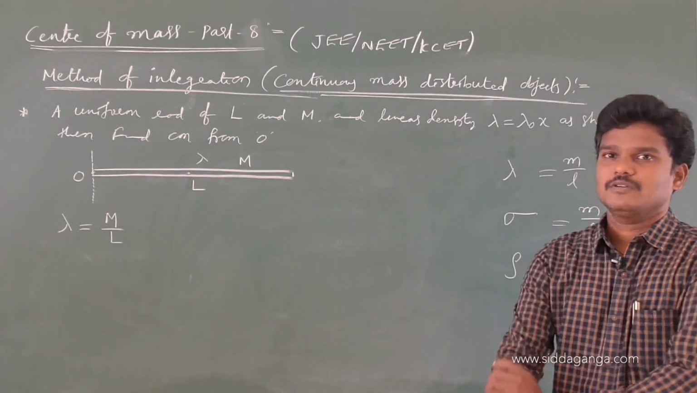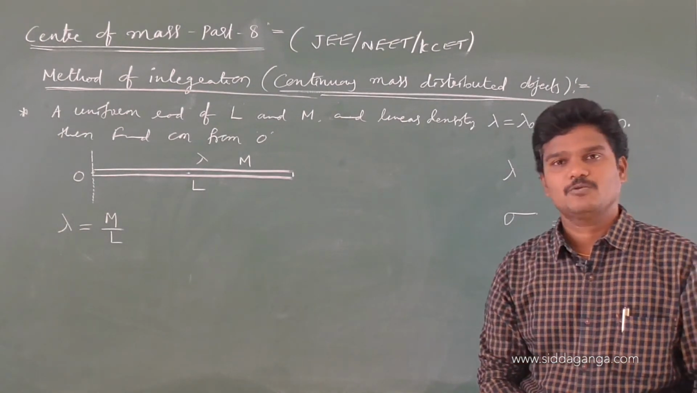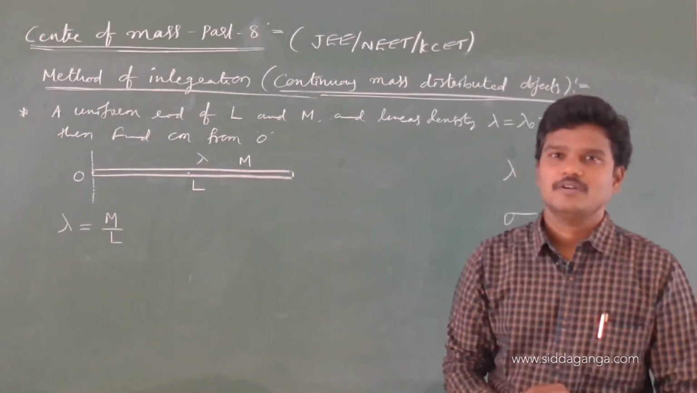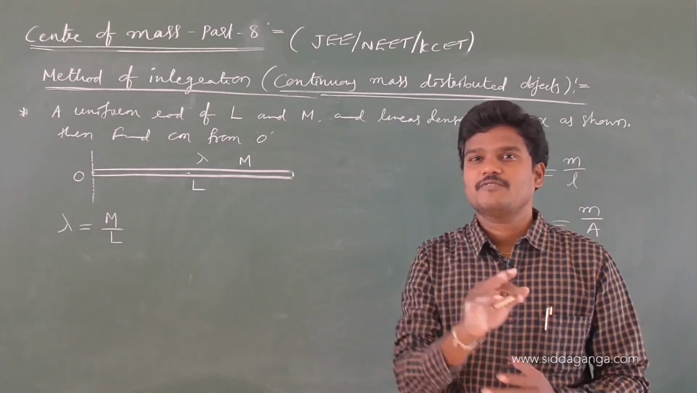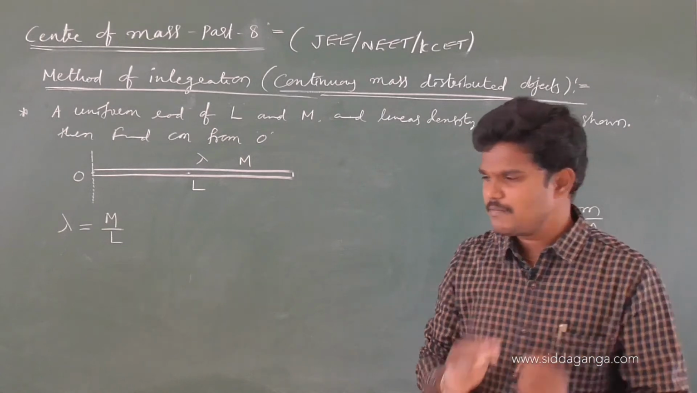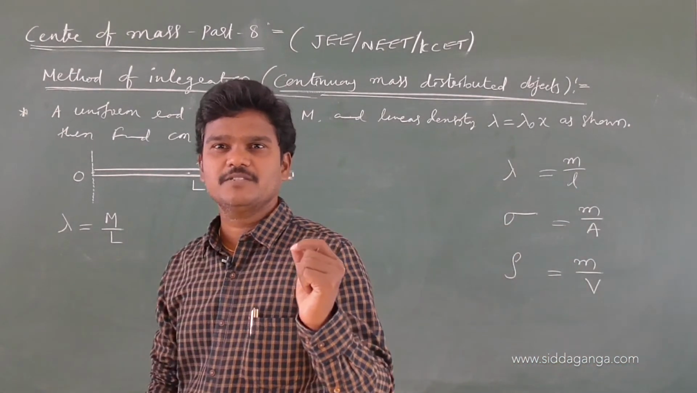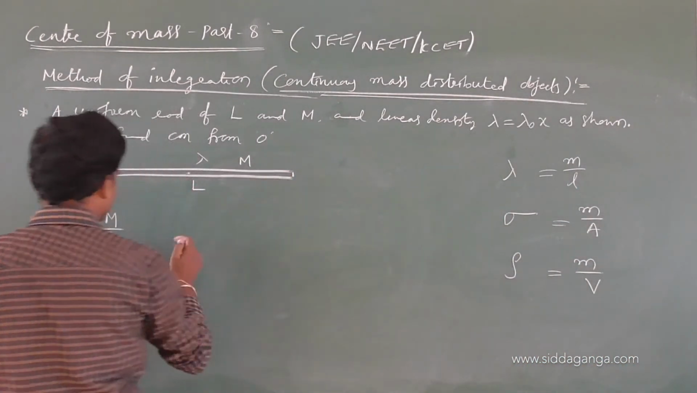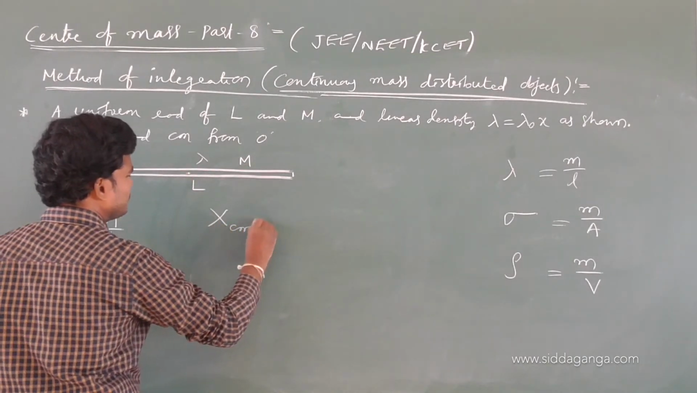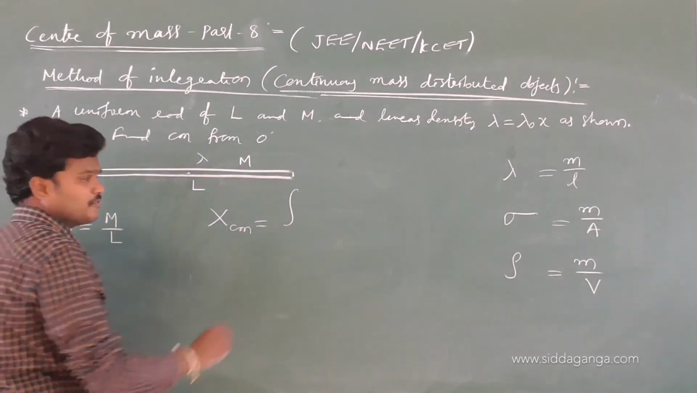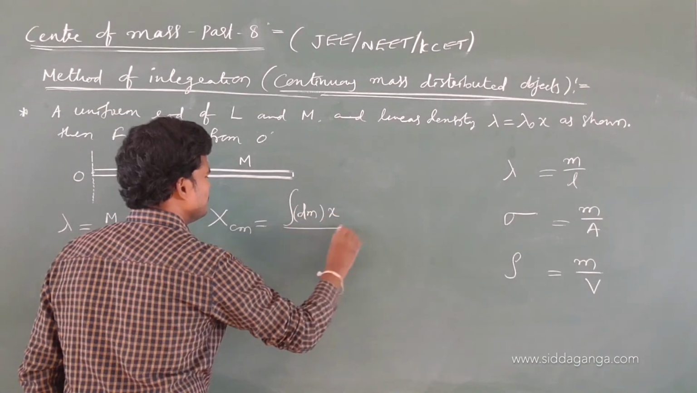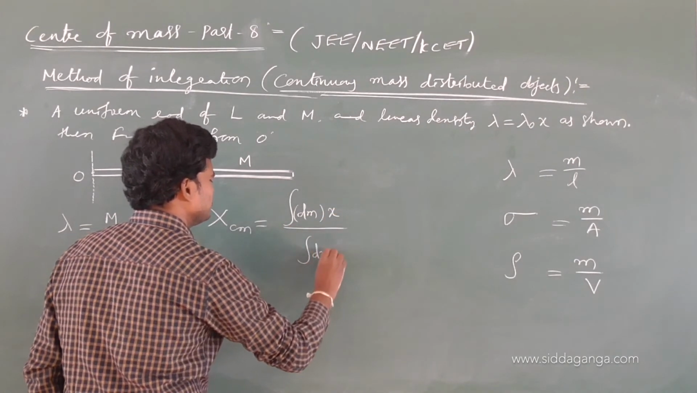Okay. Now, to solve this type of question, we have to follow integration. Let us see how to use integration. Anyhow, we know the XCM formula: summation of i equals 1 to n, m_i x_i by capital M. In the same manner, let me replace that summation with the integration symbol. So, to find XCM, the x coordinate of center of mass, I am using this: integration of dm into x by integration of dm.